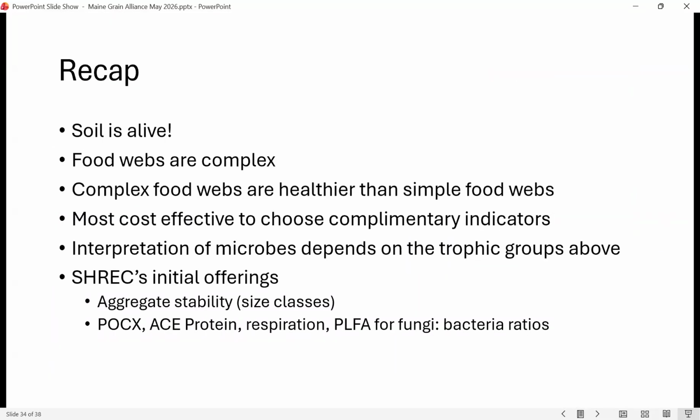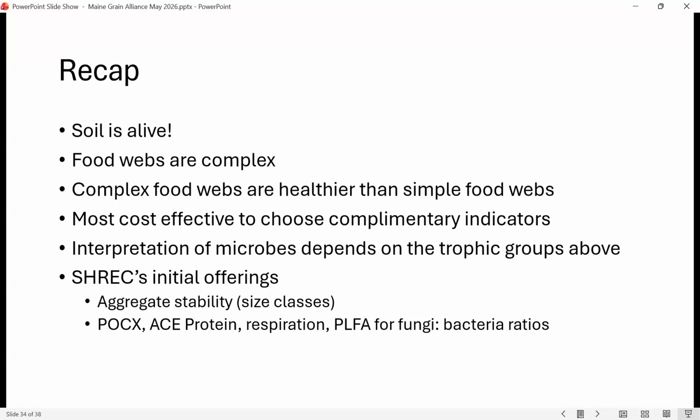So one is to keep in mind that soil is alive and that food webs are complex, and that complex food webs are healthier than simple food webs and they're more productive. And if I got into the indicators, I could convince you that it's most cost effective to think about picking those that are complementary, telling us different things, rather than multiple ones that tell us the same thing. The interpretation of microbes will depend on the trophic groups above it. So the organisms that are feeding on microbes, or predators, will influence what's happening at the microbial level.